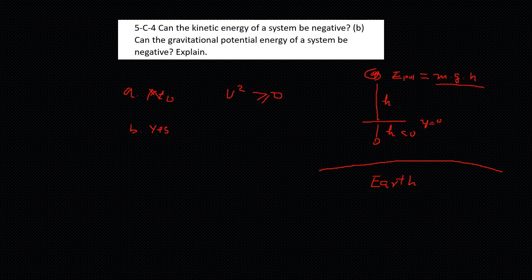So the potential energy always belongs to the system. Here, in this particular case, it belongs to this object and the Earth, so it belongs to both of them. Of course, you choose this part to be 0, and then the potential energy above this line will be positive, and below this line it will be negative. So, first question: no, because a square is never negative. Second question: yes, because the 0 point can be at a different location.